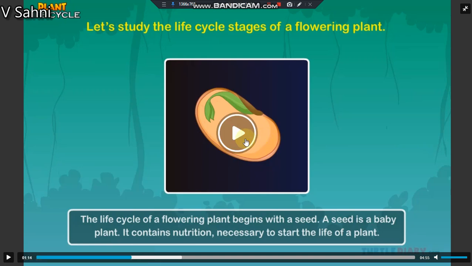So you do remember this point where I told you that the baby seed contains food and a small plant. Remember? So this is exactly what they are saying, that it contains the nutrition to start the life of a plant. And here in the seed itself, you can see that there is a small baby plant. So there is a baby plant in the seed, and there is also some food in the seed which is required for the seed to grow. So the nutritions are already there in the seed, right?